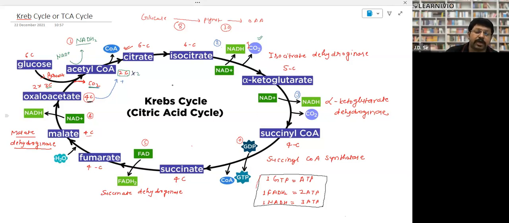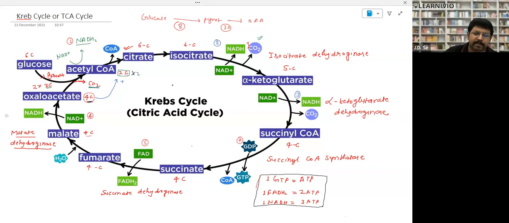Now this acetyl coenzyme A will start working in this cycle. Again, NAD will produce NADH2, so here the formation of NADH2 takes place. Now what will happen? Acetyl coenzyme A will combine and become citrate.